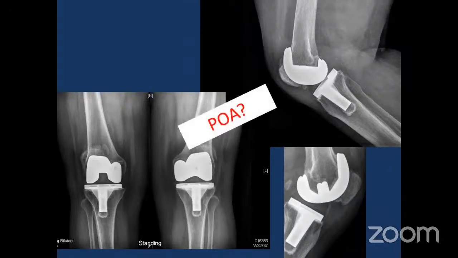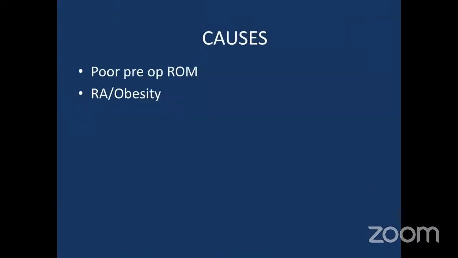First of all, we want to investigate and see what could be the causes for the stiffness. Now, this particular patient had a reasonable range of movement according to the patient, and she was not really obese, and this is not a rheumatoid case. These are the usual preoperative causes. Then sometimes it might be a per-op cause. So how do you investigate, because you have no idea what has been done during the time of surgery?